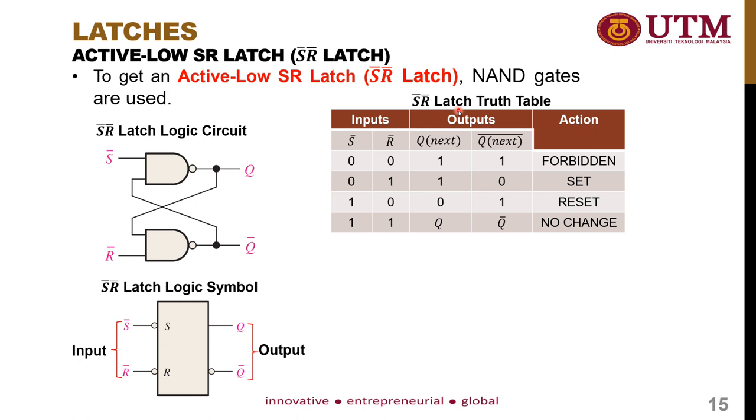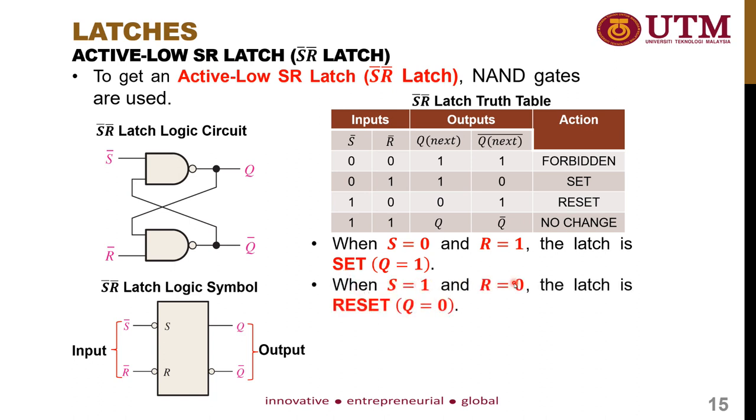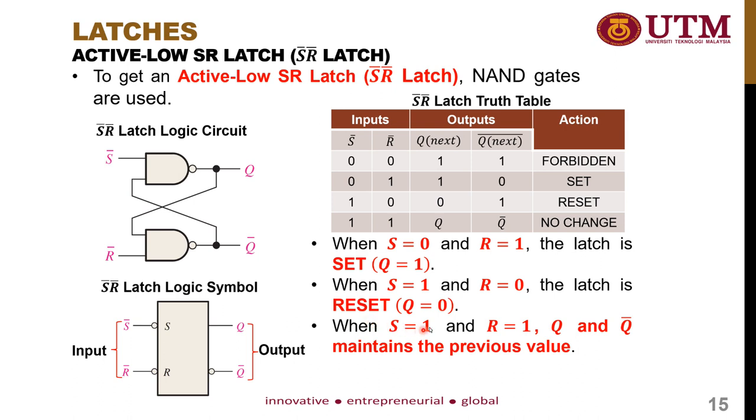So basically, in the active low SR latch, when S equals 0 and R equals 1, the latch is in set mode. When S equals 1 and R equals 0, the latch is in reset. When S equals 1 and R equals 1, Q and Q bar maintain the previous value, which means it is in storing data mode. And lastly, when S equals 0 and R equals 0, both Q and Q bar are 1, which is invalid.